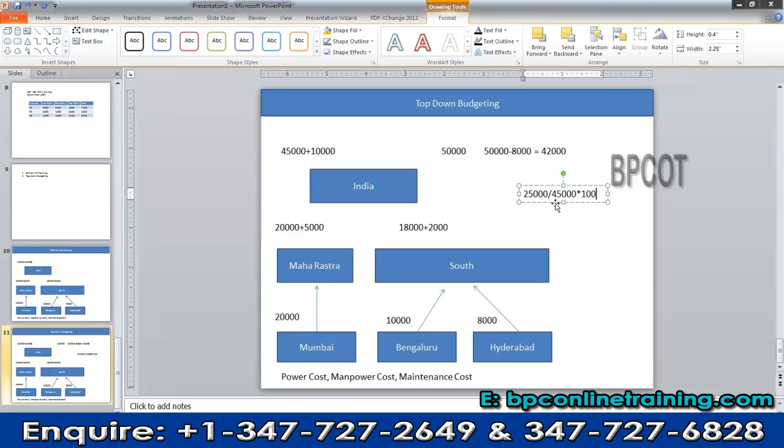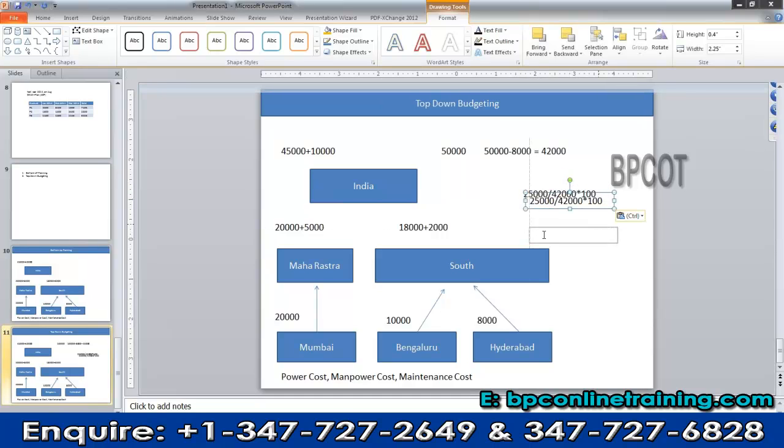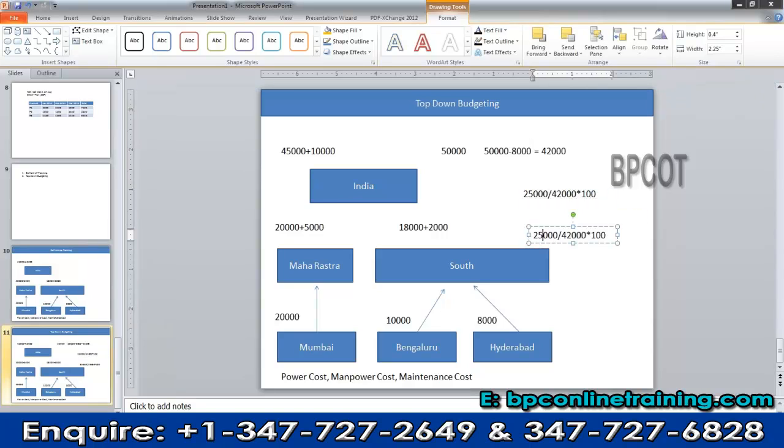Pro rata basis, if I want to distribute this amount by total amount. Total amount is 42,000, right? Same way, how much is South going to get? Control C, Control V, 20,000 by 42,000 into 100. So whatever amount the South is getting, they are going to distribute that to Bengaluru and Hyderabad based on their pro rata. This is called top-down budgeting.